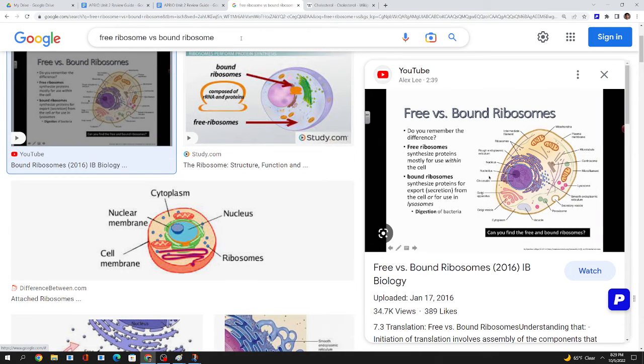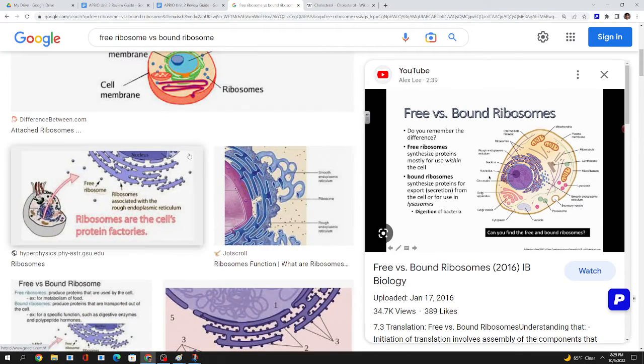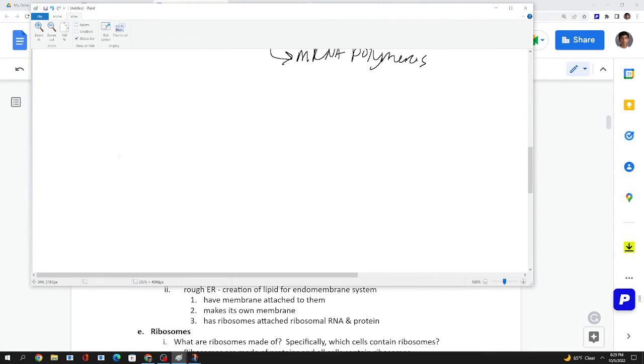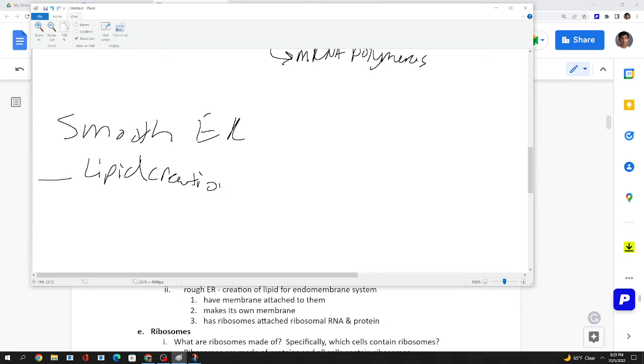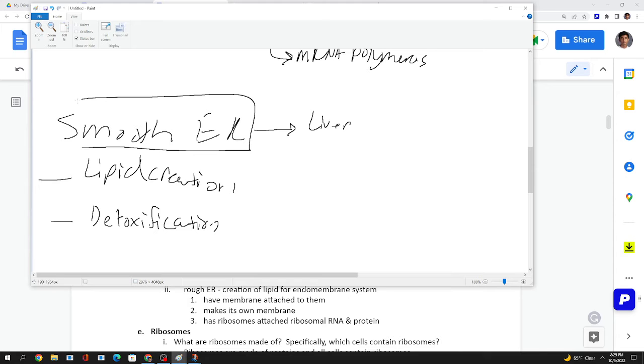Okay. So with that being said, what is a smooth ER? I know I kind of just sidetracked a little bit. Smooth ER is also attached onto the nucleus, but it's not for protein usage. It's actually for lipid creation. Lipid creation. Detoxification of certain molecules. Detoxification. It's just there for detoxification. So if you drink alcohol, it's going to go through your smooth ER. And typically, your liver has a lot of smooth ER.